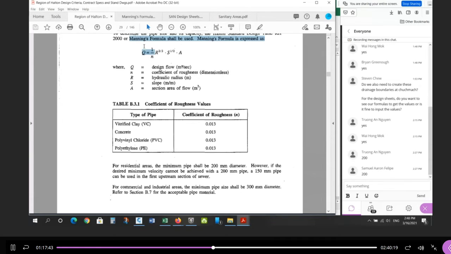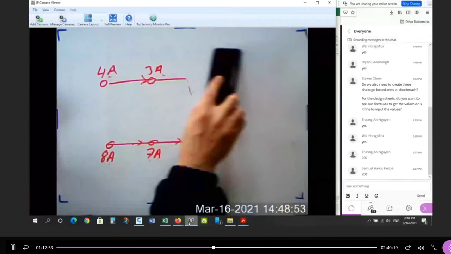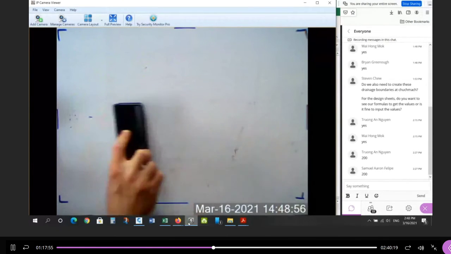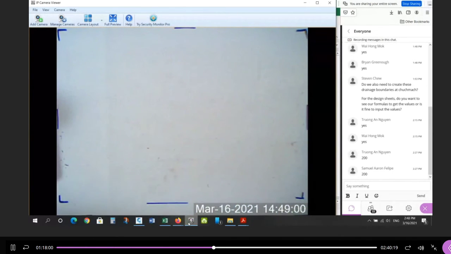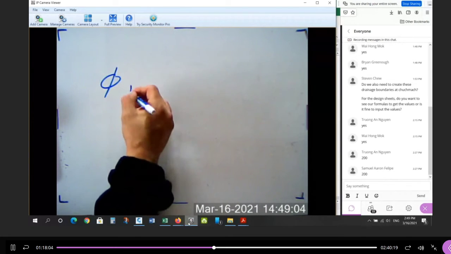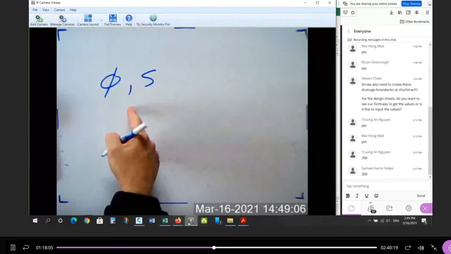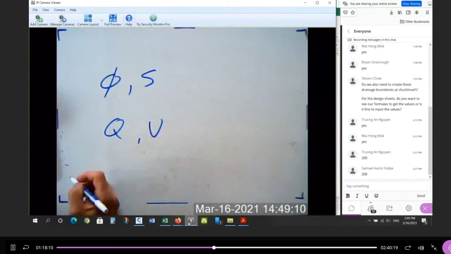And if you know the characteristic behavior of this formula, there's two things: a size and a slope. Let's have this discussion if you haven't before. Based on size and slope, how does the change in size influence the capacity? We have the two parameters, the diameter of the pipe and the slope of the pipe, to calculate Q and V.